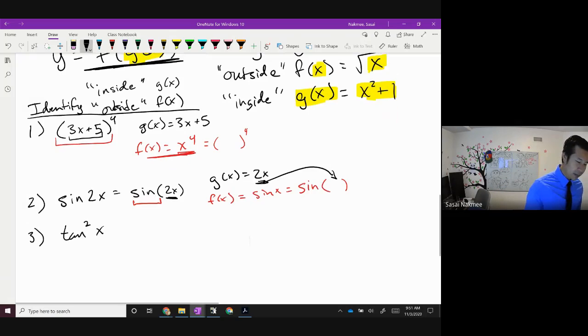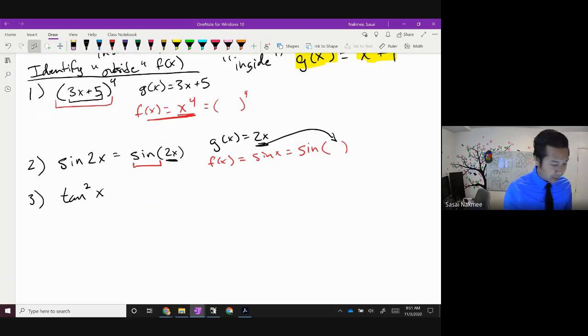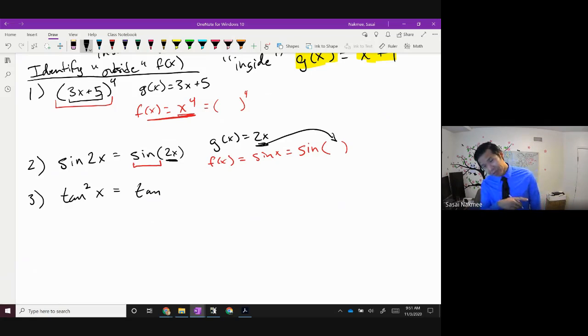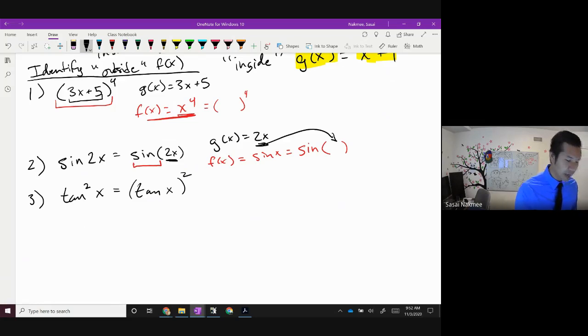And the last one right here, tangent of x, again, rewrite this using parentheses to make your life a little bit easier. Tangent, right? Now here's the tricky part. Where's that squared go? When it's on the trig function like that, it's not x squared. It's actually not everything, just the trig function squared. So it's tangent of x, squared.